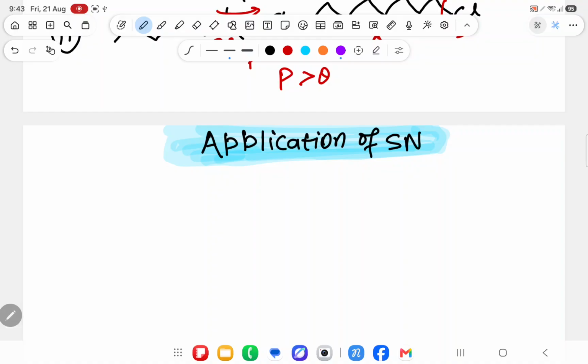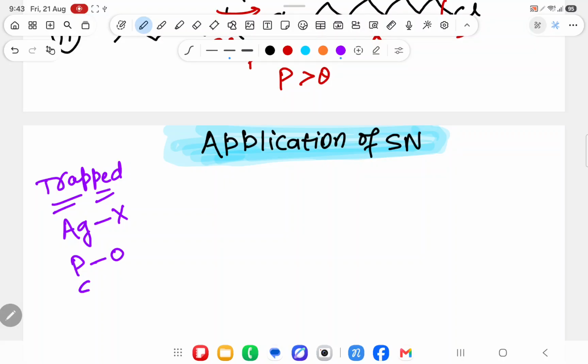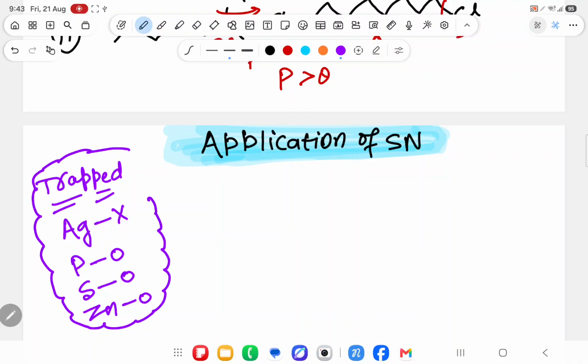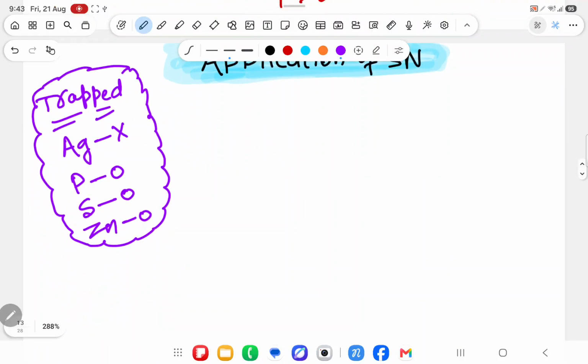Okay. We are going to see application of SN mechanism. Before writing the application, first try to understand some traps. Trapped means silver will trap halogen, phosphorus will trap oxygen, sulfur will trap oxygen, Zn will trap oxygen. Trap means they will not allow them to go outside. Silver does not want the halogen to go outside. Phosphorus does not want oxygen to go. Sulfur does not want oxygen to go. As well as zinc also does not want oxygen to go outside.